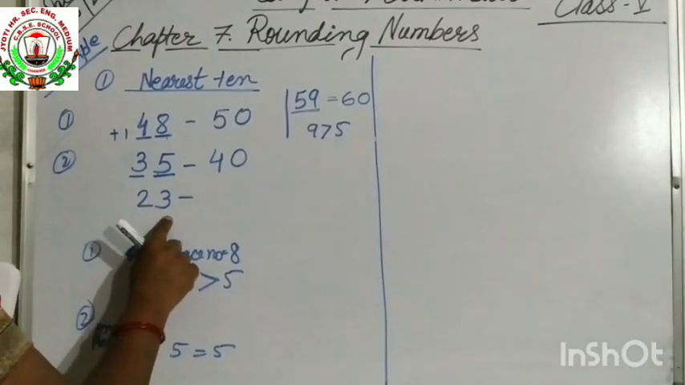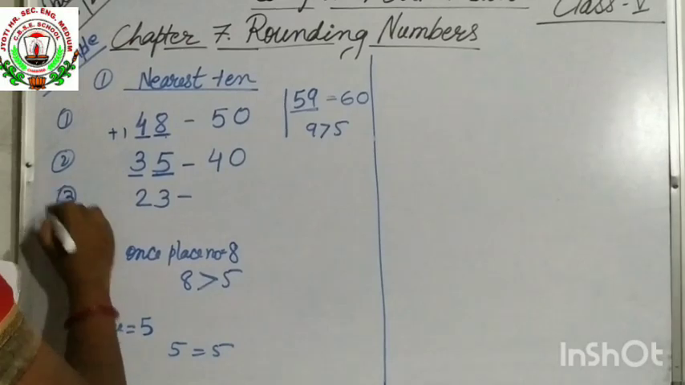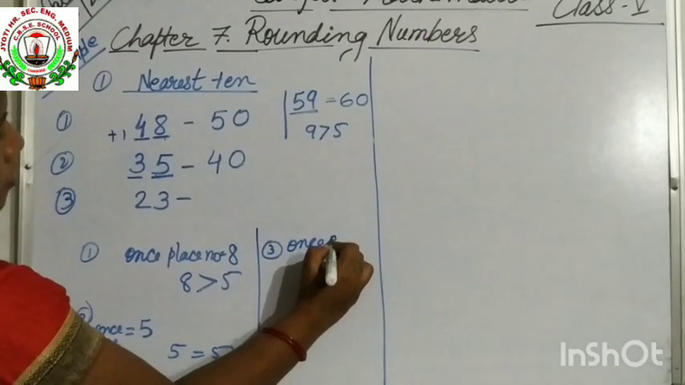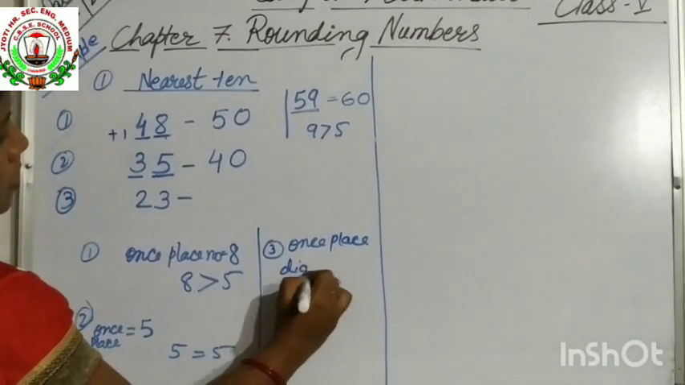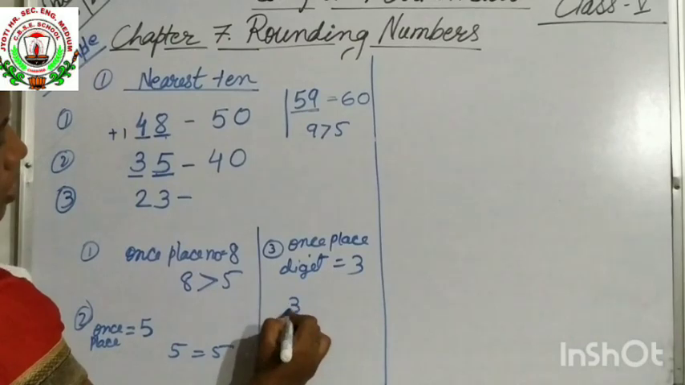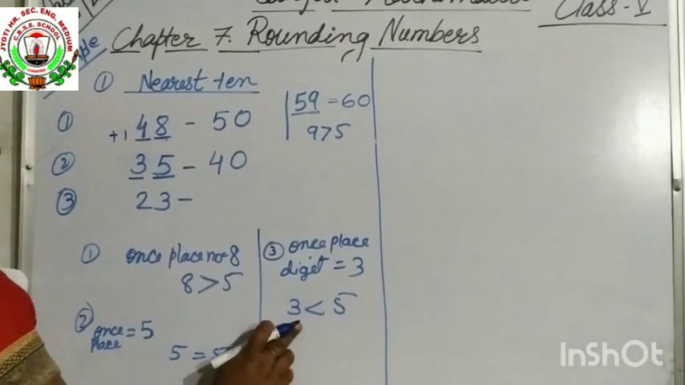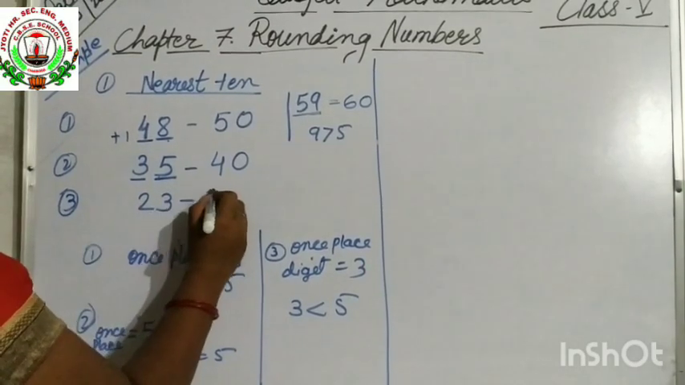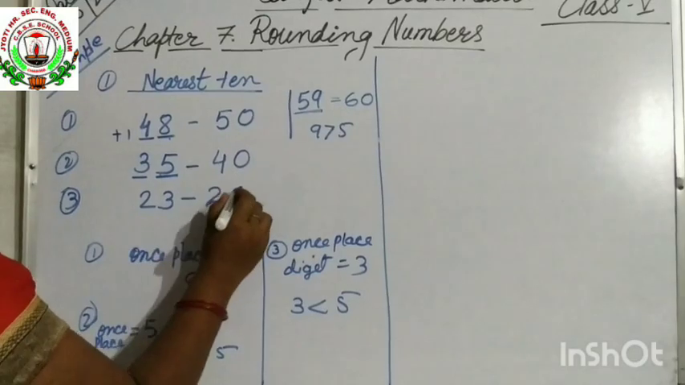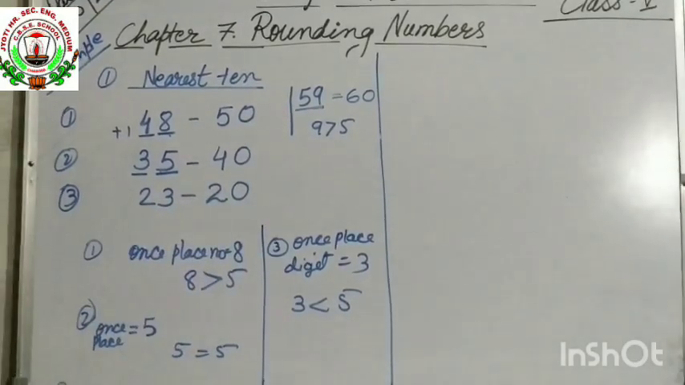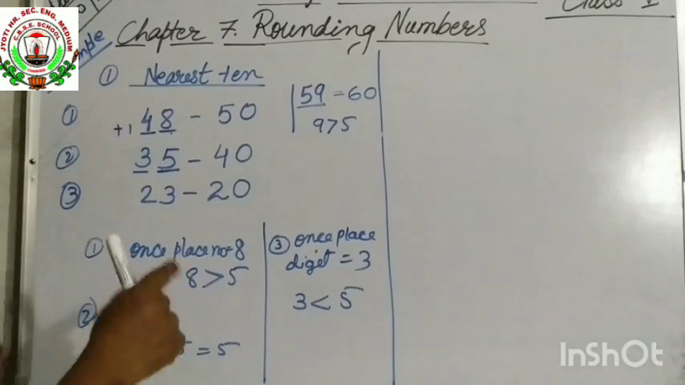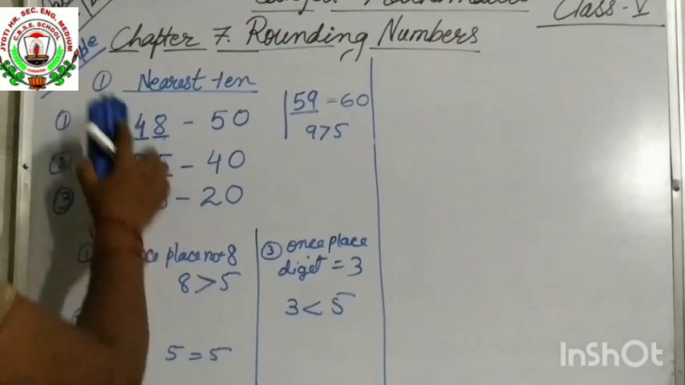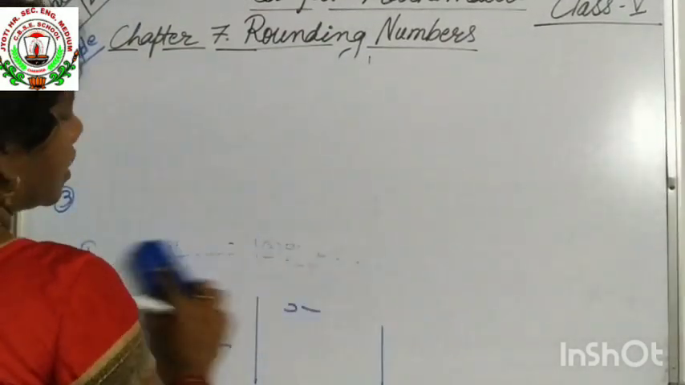Now here 23. This is the case when it is a lesser number. In 23, the ones place digit is 3. 3 is less than 5. When it is less than 5, the tens digit will not change. You will not add any number. You will write the number as it is and the right place digit will be 0. Understood? You will do the same thing for 100, 1000, 10,000, lakh and 10 lakh. Now we will start the exercise, then you will understand clearly.